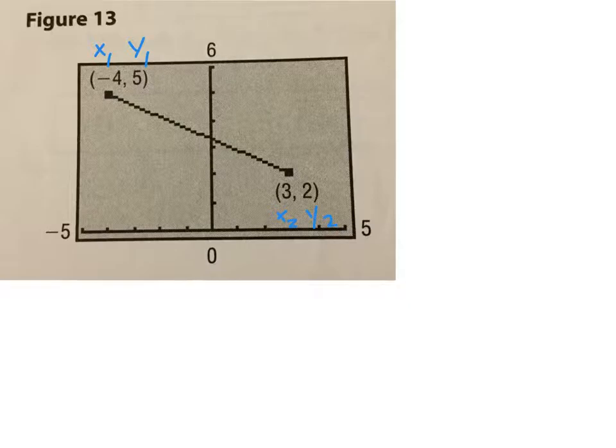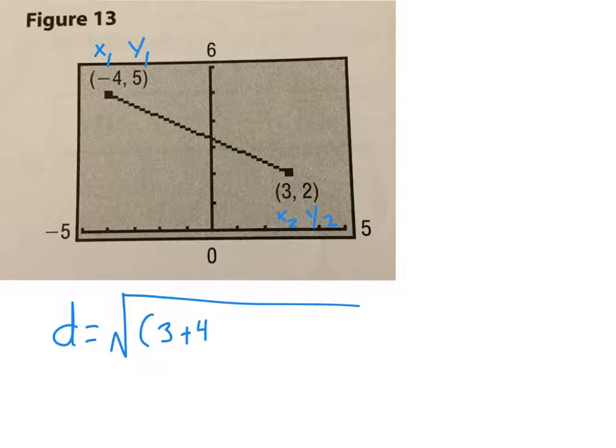Okay, once you do that, you just plug into the formula. So the distance is equal to the square root of x2, which is 3, minus x1, which is negative 4. Minus negative 4 is plus 4. That's squared. Plus y2, just 2, minus y1, that's 5, squared.